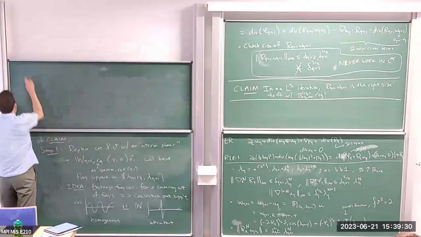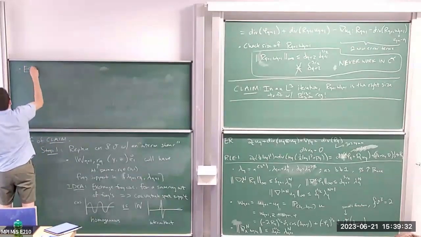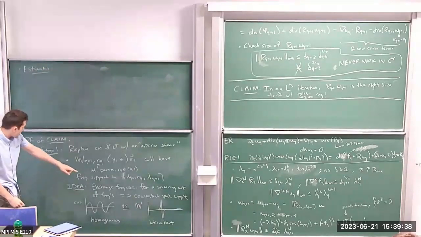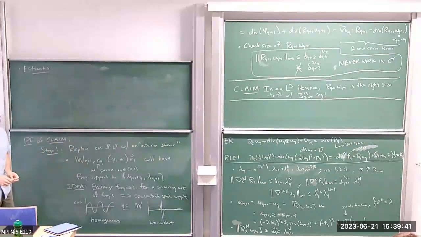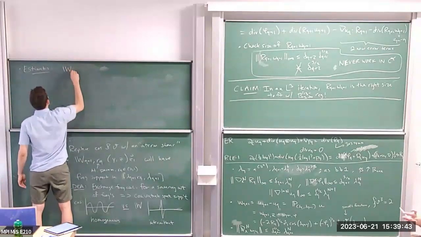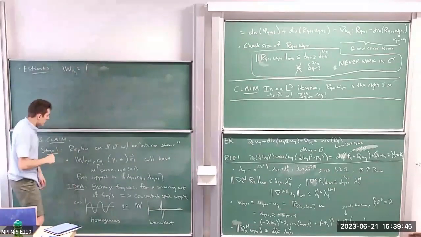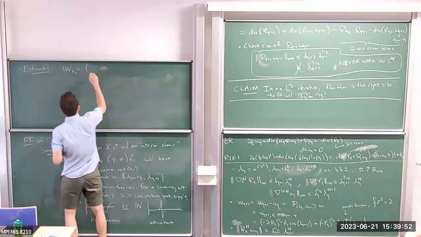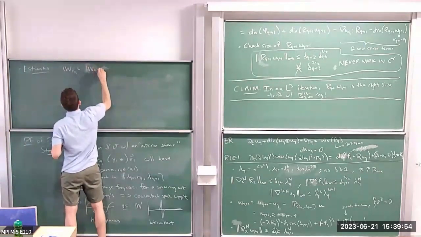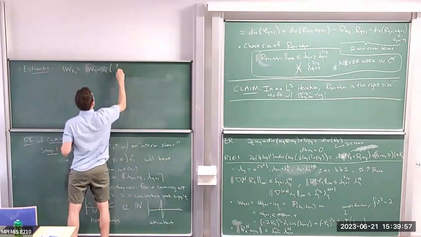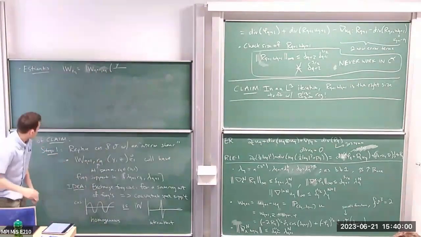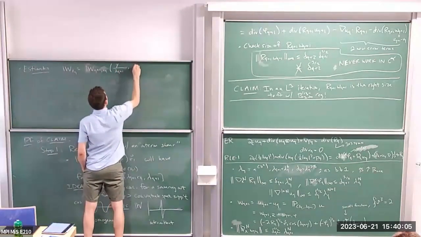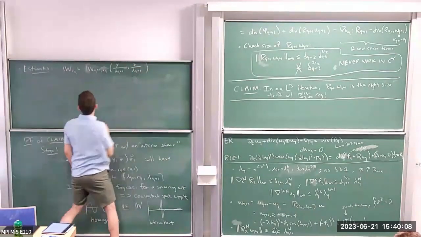All right, now what are the estimates that we can expect on some function like this? Well, let's rescale back to unit scale. So let's divide by lambda q plus 1 in the y and z variables.